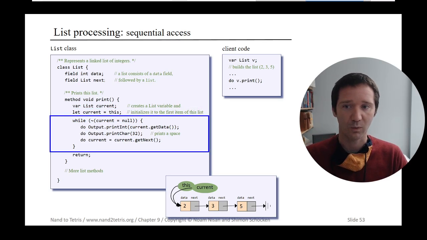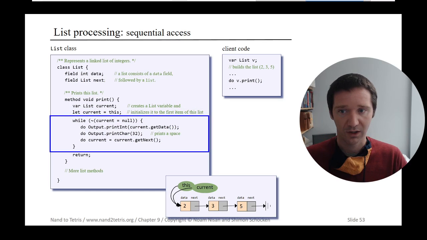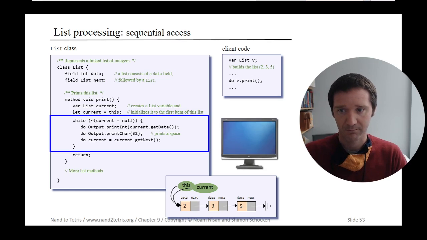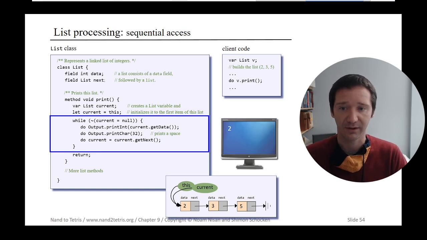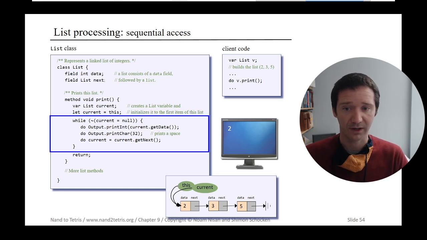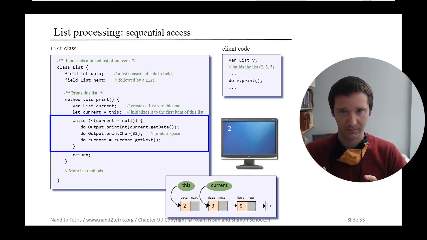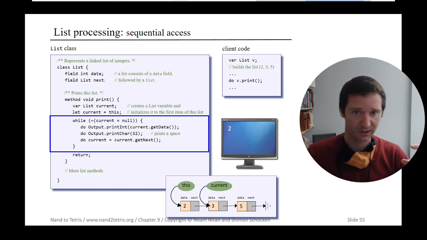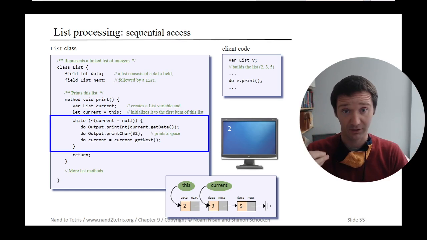And we're going to say, while this current list we have, this new variable called current, is not null, then we're going to start executing some code. So we're going to print the integer get data, which in this case is 2. We're going to print a space, and we're going to say current equals current dot get next. What happens then? Current will go to that list get next, which points to this list 3, jump over there, and we're going to say, all right, is current null?